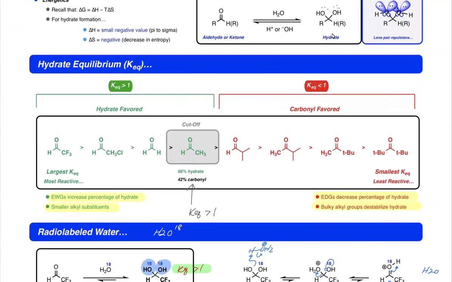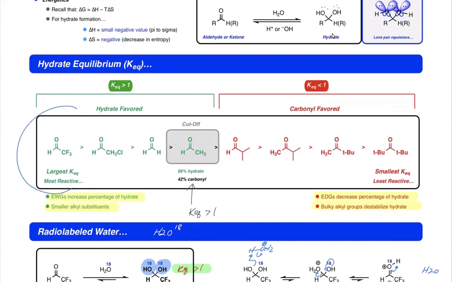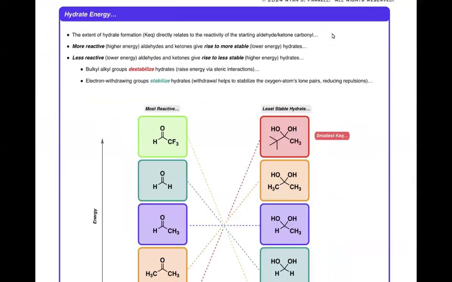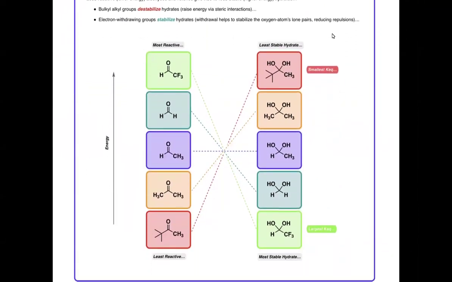So coming back to this visual here, we said that more reactive carbonyls form a greater percentage of hydrate. Less reactive carbonyls form a smaller percentage of hydrate at equilibrium. Another visual that we could create that basically conveys that is this. Looking at these carbonyls, the one at the top is the most reactive. Notice the CF3 group is withdrawing electron density. That is the most reactive, and therefore, when it forms hydrate, we will have the largest KEQ. We form the most hydrate at equilibrium, and that's because the hydrate that it would generate is the most stable hydrate of the ones shown. That electron withdrawal from the CF3 group would help to stabilize the lone pair repulsions.